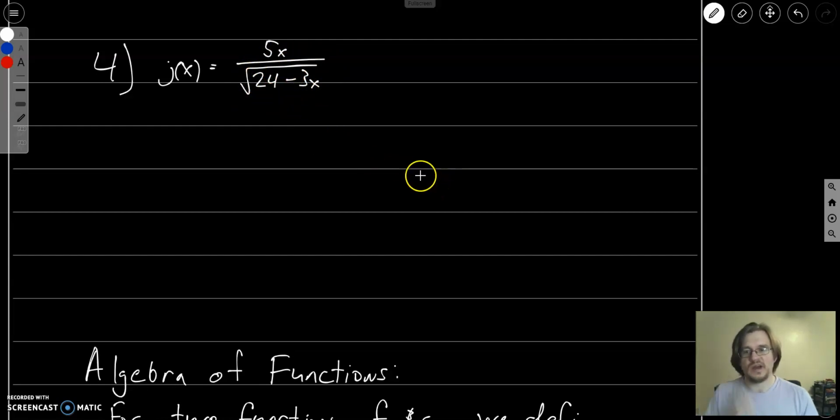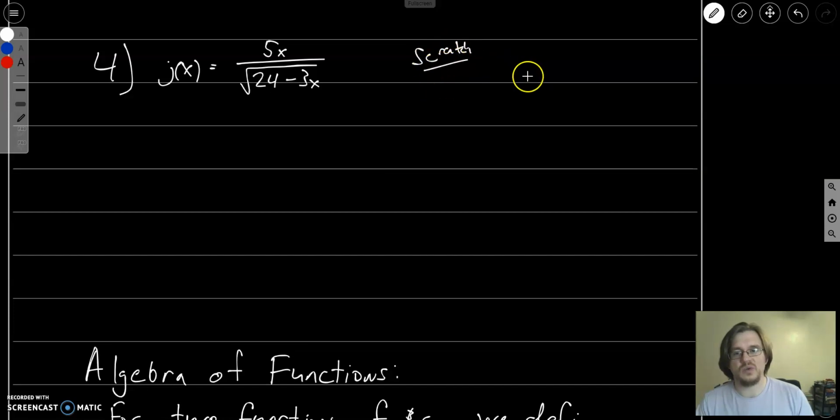So what I don't want to happen is I don't want to take the square root of a negative number, but I also don't want to divide by 0. So in my scratch work, what I don't want is 24 minus 3x to be less than 0, because if that's the case, then this will be an imaginary number.